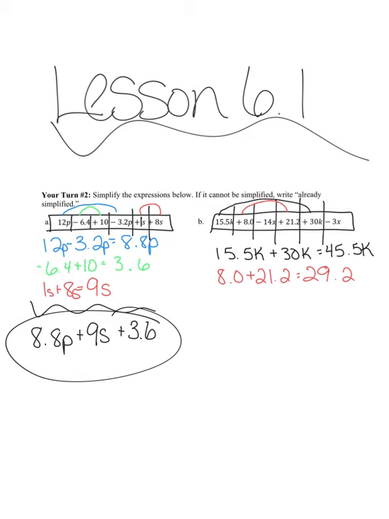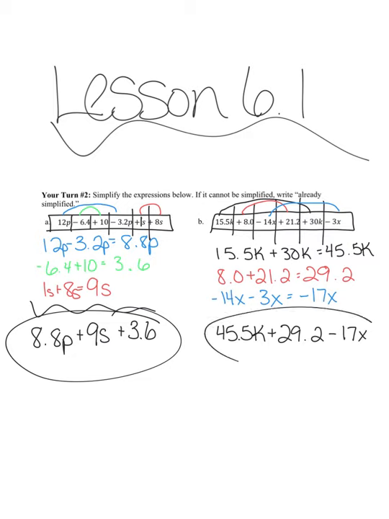And then I can take my negative 14x and my negative 3x, and that combines to make negative 17x. So now I've combined all terms that can be combined. So now I'm going to rewrite my simplified expression: 45.5k plus 29.2 minus 17x. And that is your simplified expression.